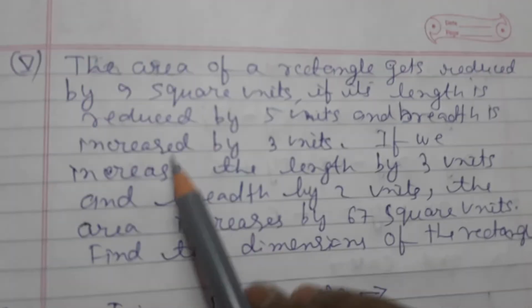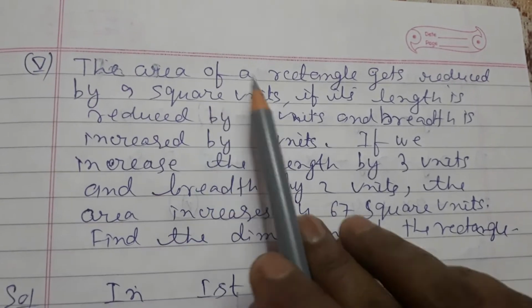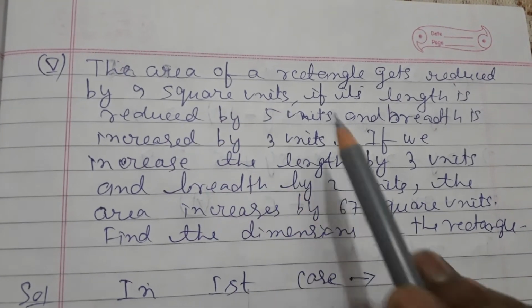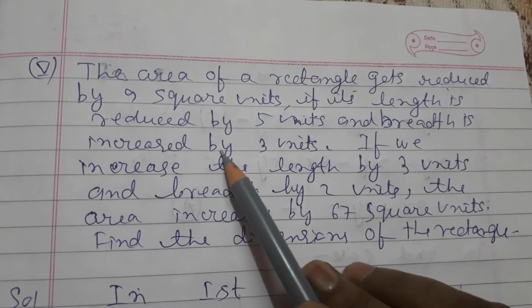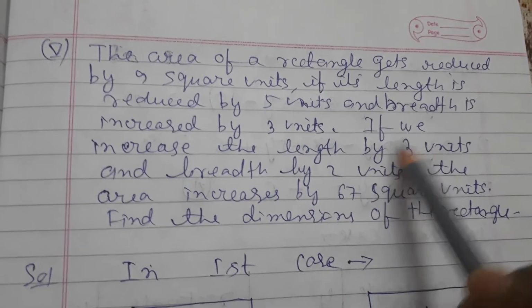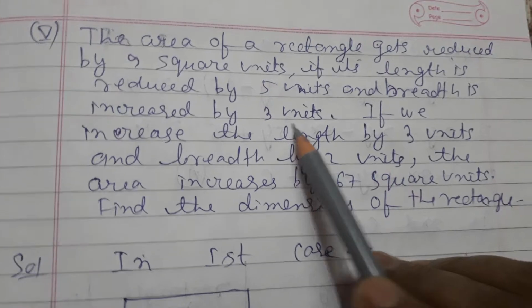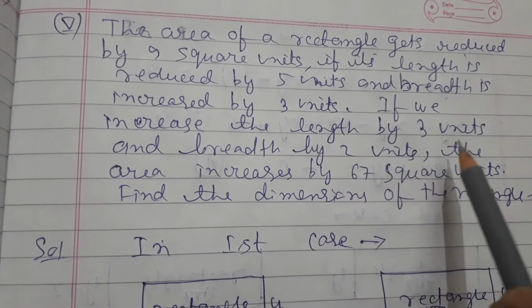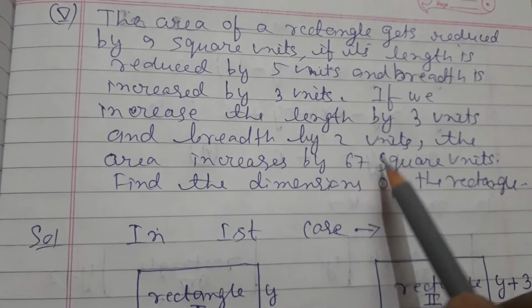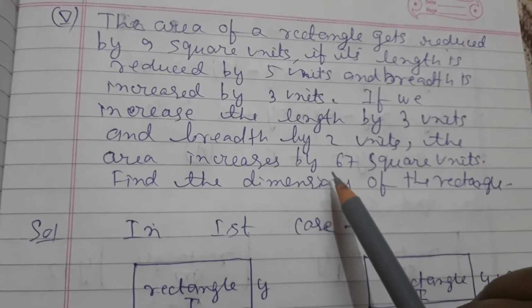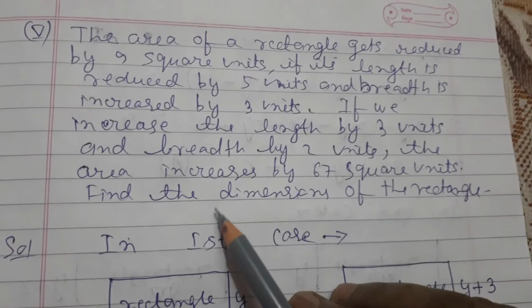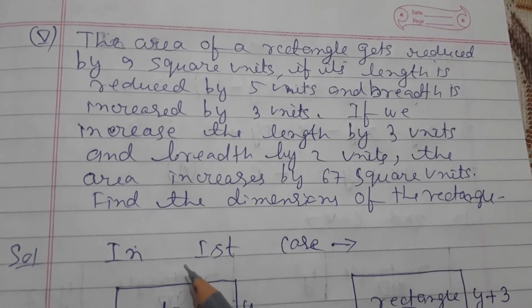Okay, now next question. Listen to the question. The area of a rectangle gets reduced by 9 square units if the length is reduced by 5 units and breadth is increased by 3 units. And second case, if we increase the length by 3 units and breadth by 2 units, the area increases by 67 square units. Then find the dimensions of the rectangle.